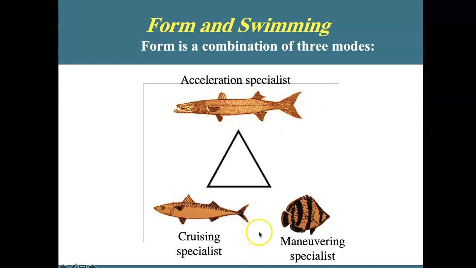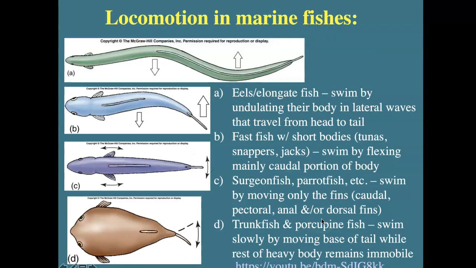And then you have your cruising specialists, which are really streamlined, and their fins are more evolved for swimming long distances with little drag and as little effort as possible. And then we have your maneuvering specialists, which have these laterally compressed, deep bodies to help them maneuver, to cut back and forth rapidly. When we talk about all of the different fish, oftentimes they're a combination of these three different types of body forms that are adapted for these different types of swimming.